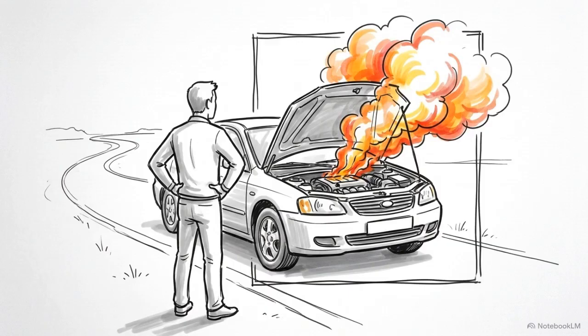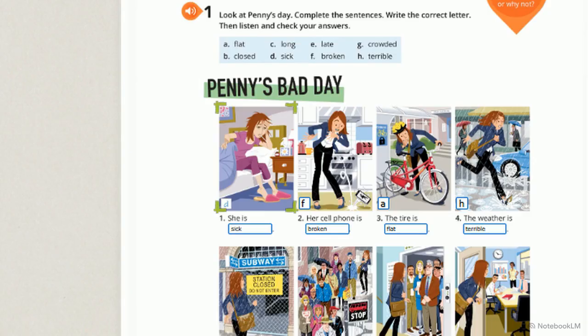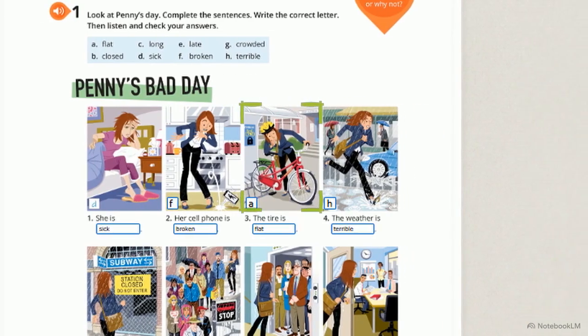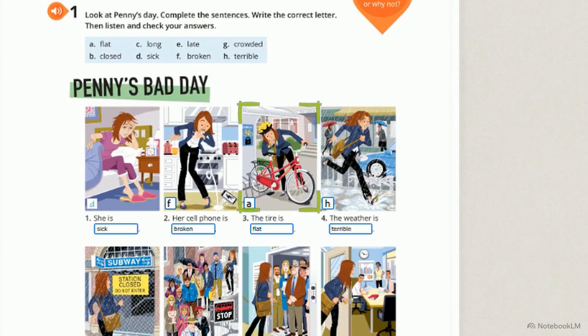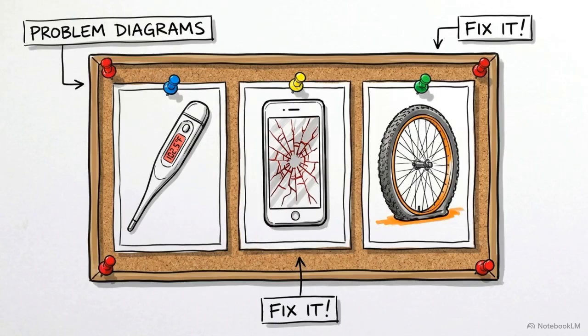A lot of the stories we tell about the past start by describing a specific problem or condition. Let's look at a few common examples. This first illustration gives us our first vocabulary word. She is sick. Sometimes the problem is mechanical. If you drop your device, you might say, "My cell phone is broken." And for transportation delays, looking at this bicycle, the tire is flat. Words like sick, broken, and flat describe conditions right now, but they also serve as the exact building blocks we need to explain what went wrong yesterday.